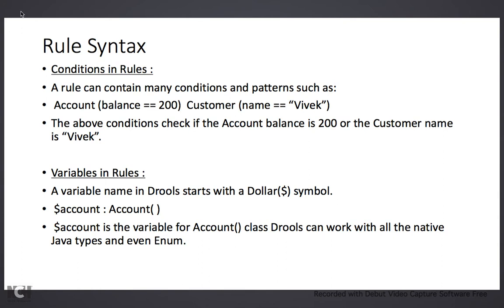There is some kind of syntax that we need to follow when we are writing the rules. Suppose we have an Account class and balance is an integer type in that Account, this is how we can check the balance. And similarly for Customer in the Customer class for the name type. We also need to declare the variables in our rules for which we need to provide the condition or take the action. The variables are declared using a dollar symbol. Drools works with all of the Java types and even enums.